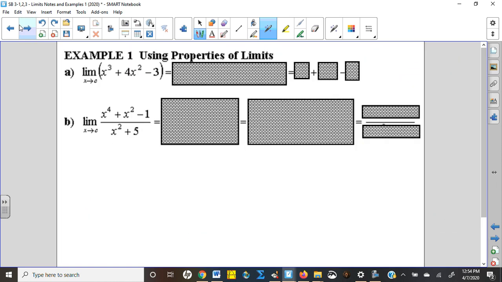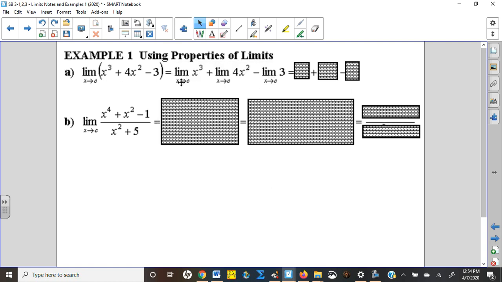Okay, so here's where you would use these properties. Here's the limit of x cubed plus 4x squared minus 3 as x approaches c. All I'm going to do is break the sum and this difference up using those limit rules. I break the sum and difference of the limits up, and then I can just evaluate them. And when I evaluate, it means you plug in what you're approaching. Now notice that I'm not approaching a known value here. I'm just approaching some arbitrary value c, but c cubed plus 4c squared minus 3.